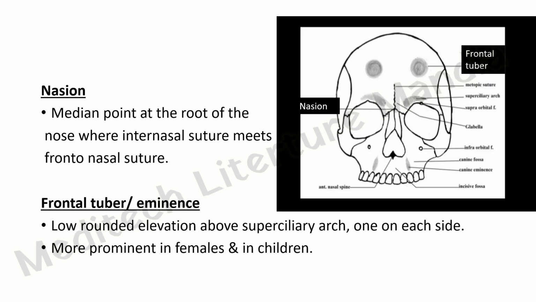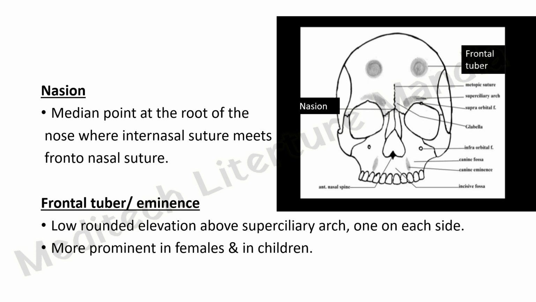The third structure is nasion. Nasion is a meeting point, a median point at the root of the nose. Here two sutures meet. One is the internasal suture and the other is the frontonasal suture. So it is a point where internasal and frontonasal sutures meet. This is nasion.